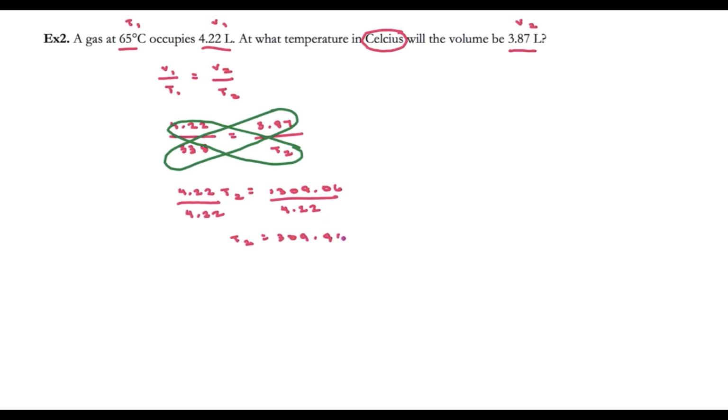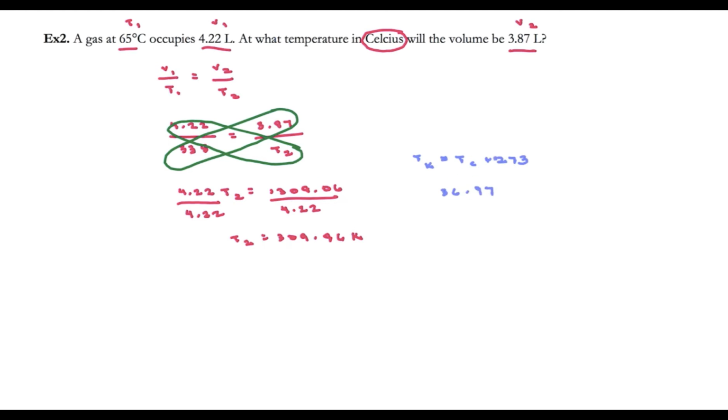Here's the problem. Right now, I am in Kelvin, and I want to be in degrees Celsius. So remember, your Kelvin equals your temperature in Celsius plus 273. What I need to do to solve for my temperature in Celsius is take my temperature in Kelvin, 309.96, and subtract 273 from it. And what I get is 36.97.